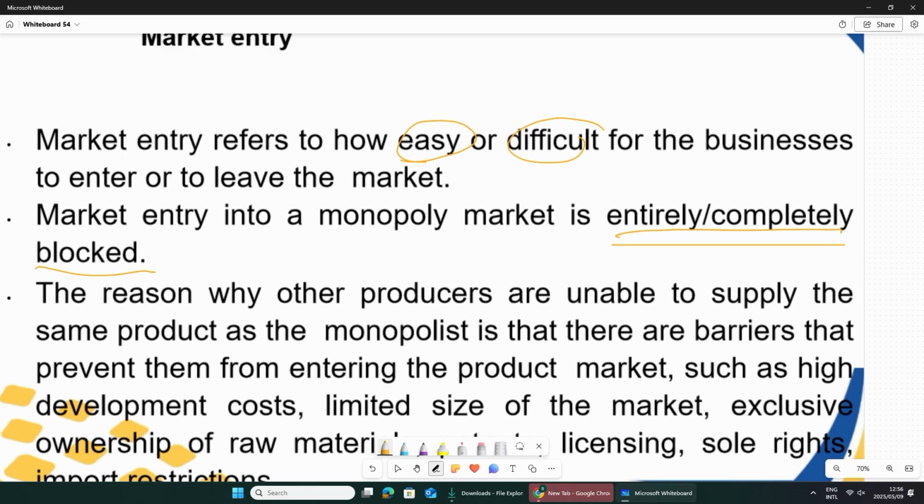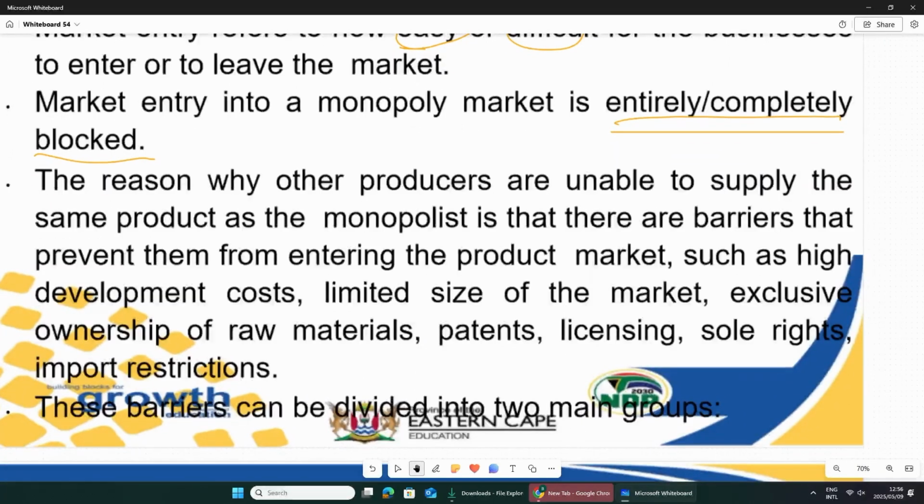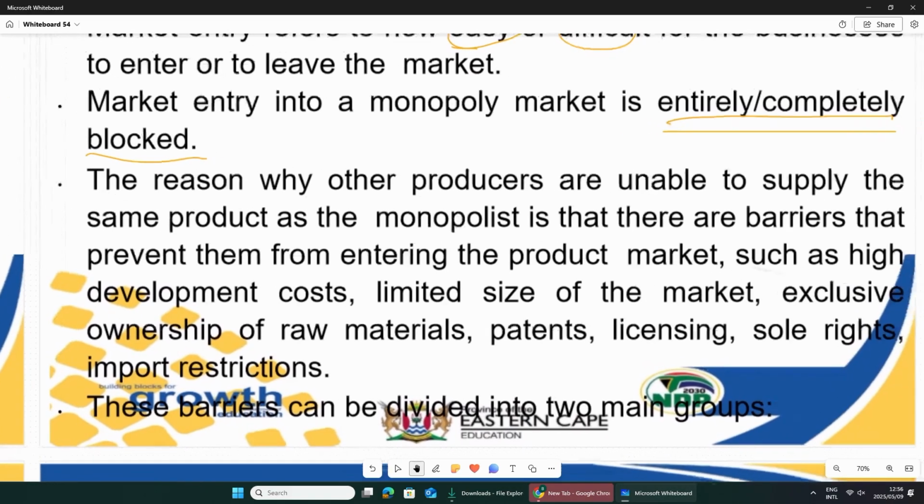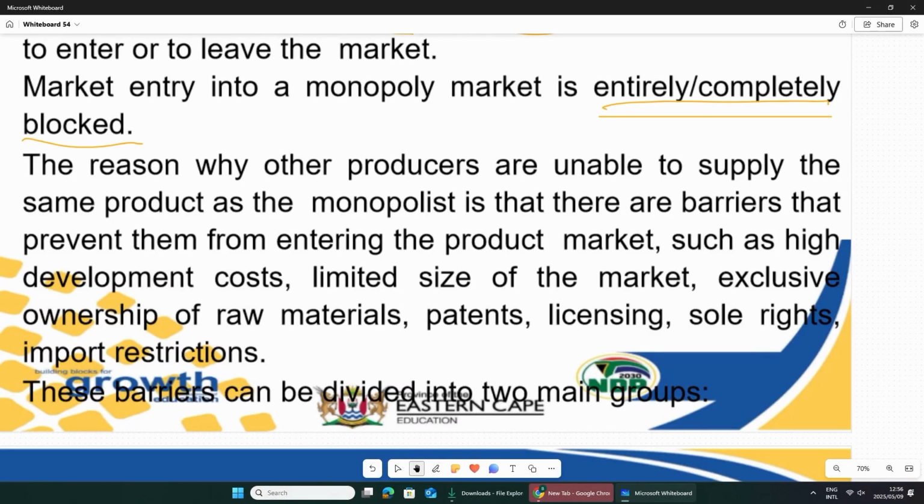And now we need to look at some of those reasons why it is difficult for other sellers to enter into the market. What are some of the barriers to entry that prevent them? We have barriers such as high startup costs or high development costs. They act as a barrier to entry because there is a high cost that is required. It can also be a limited size of the market. Maybe the market is too small for it to have 2 or more participants or suppliers.